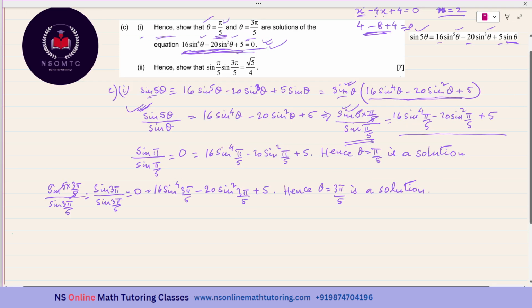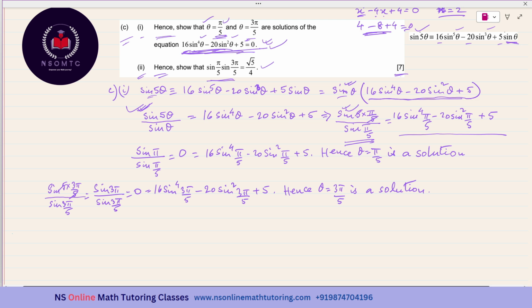Okay, now the part II. Hence, show that sine pi over 5 times sine 3 pi over 5 is equal to root 5 over 4. And both the parts together are getting you 7 marks if you can solve this completely. We have already solved the part I. Now we will be solving the II.